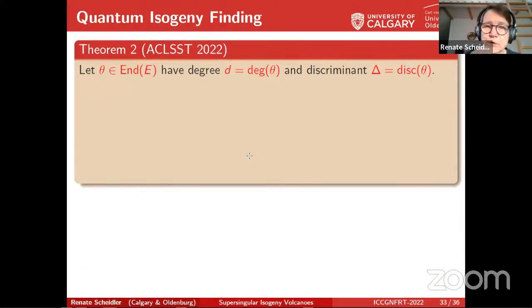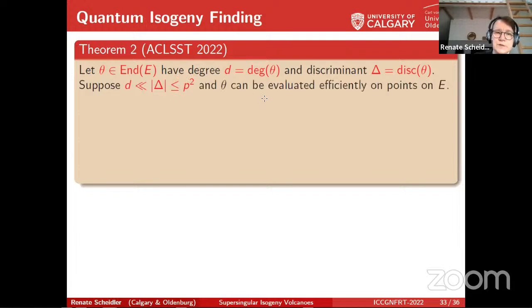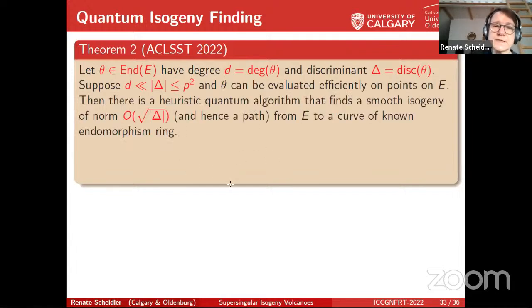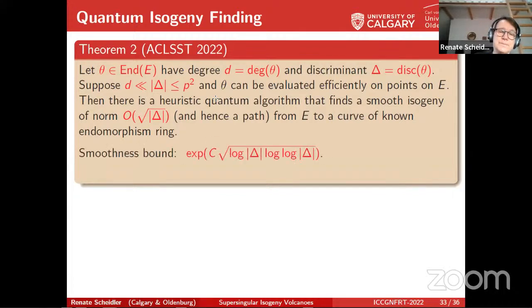Our second result is for a quantum algorithm. So here again, you have an endomorphism of degree D and discriminant delta. You're assuming that the degree is significantly lesser than delta, and this is normally the case. And again, this is a reasonable assumption. You assume point evaluation is efficient. Then there exists a heuristic quantum algorithm that finds a smooth isogeny from the elliptic curve to a target curve of known endomorphism ring. This is the norm of the isogeny.